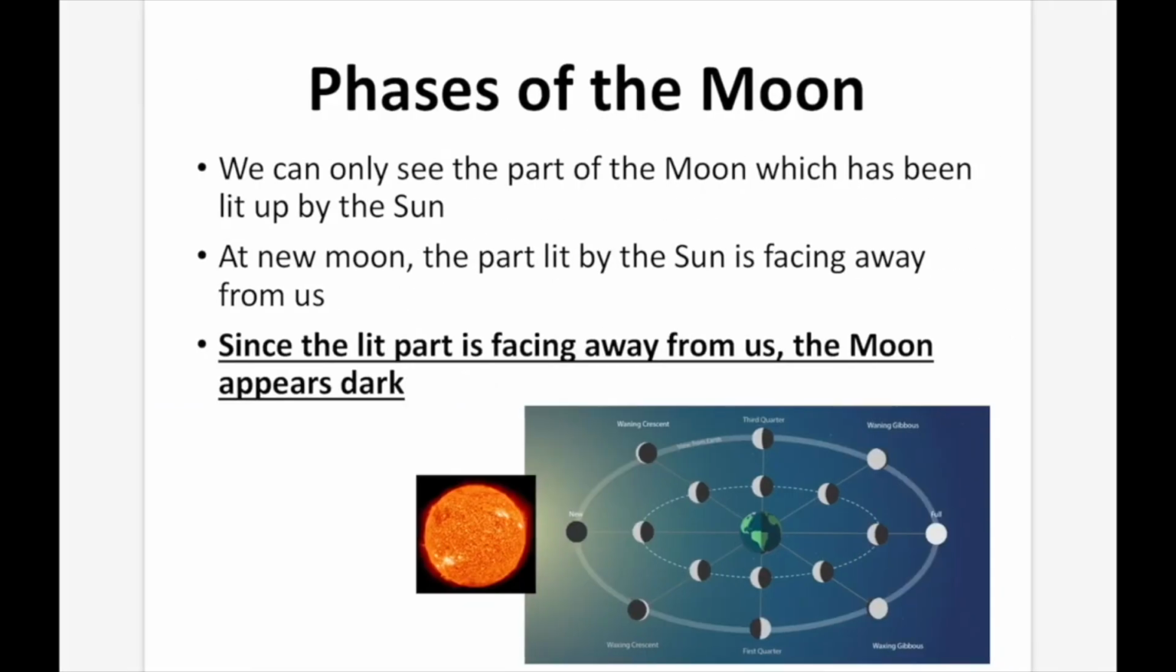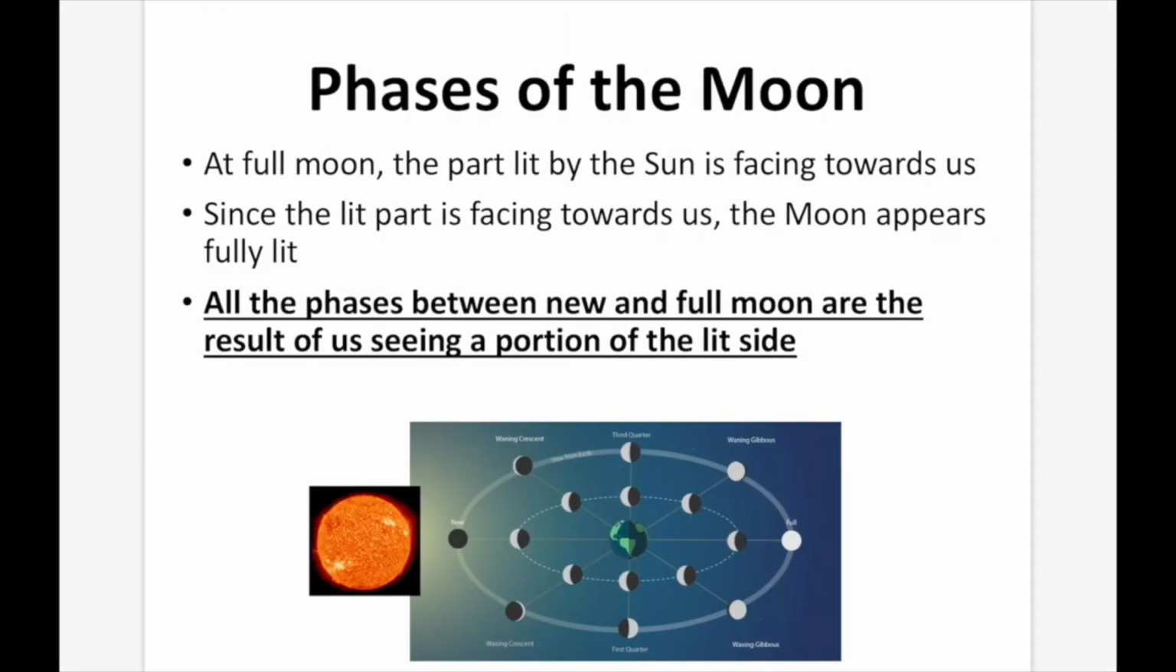We can only see the part of the moon which has been lit up by the sun, like I just mentioned. At new moon, the part lit by the sun is facing away from us. Since the lit part is facing away, the moon appears dark. So let's reiterate those 2 points. At full moon, that's this guy over here, the lit part by the sun is facing towards us. Since the lit part is facing towards us, the moon appears fully lit. All the phases between new and full moon are the result of us seeing a portion of the lit side.